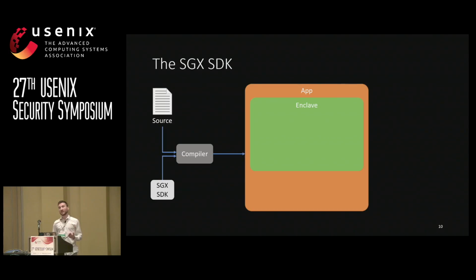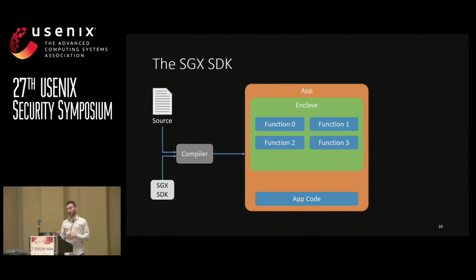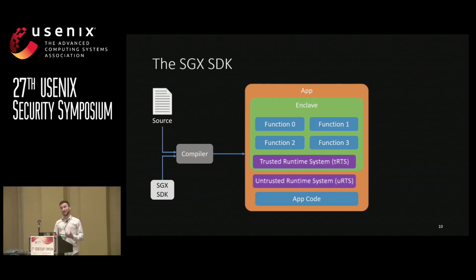So when you compile something with the SGX SDK, the enclave code goes into the enclave binary, application code goes into the application binary. But you also have certain libraries that are inserted by the SDK. In particular, we focus on two of them: the trusted runtime system, or TRTS, which runs inside of the enclave, and the untrusted runtime system, or URTS, which runs outside. Those take care of entering and exiting the enclave and abstracting all those low-level details about that and about passing data between the boundary between the enclave and the application.